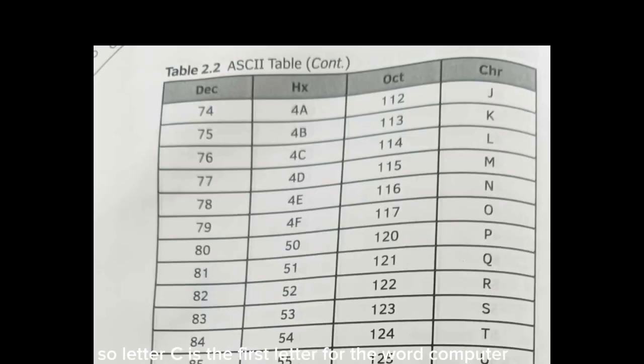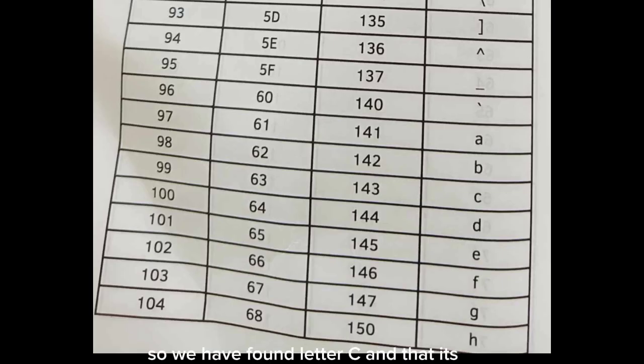Letter C is the first letter of the word computer. So we need to find it in the character column, which is the last column, and then we need to find the value of letter C in the hexadecimal. So we have found letter C and its hexadecimal value is 6 and 3, or 63.